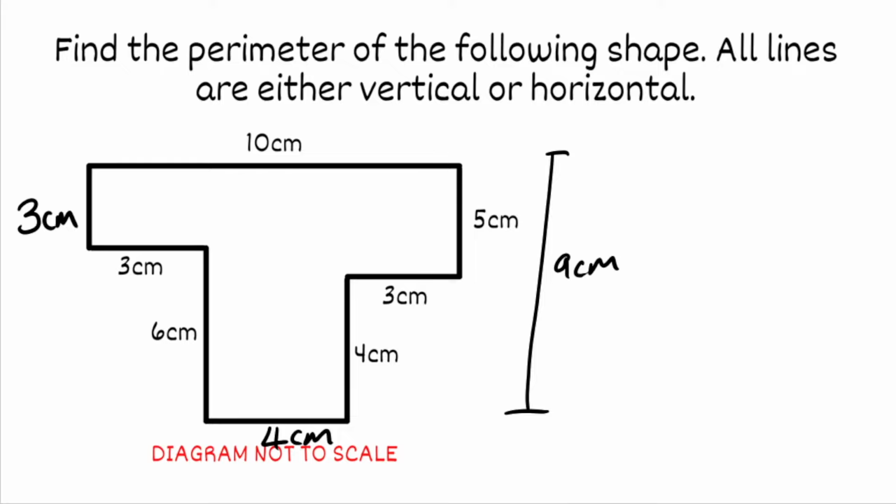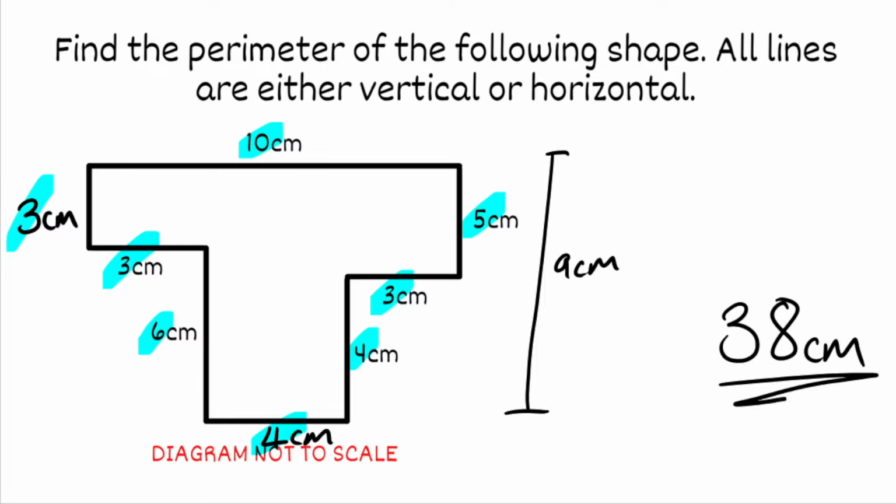Okay, again, now we've got all the lengths, all we have to do is add them together. So we've got 10 centimetres, add 5 centimetres would give us 15, add 3 would give us 18, add 4 would give us 22, add another 4 would give us 26, add 6 would give us 32. Add 3 would give us 35. And then finally add another 3 would give us 38 centimetres. And that would be the solution to that one.